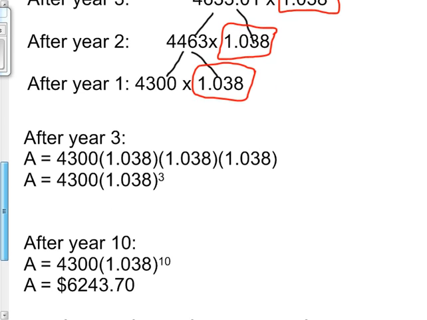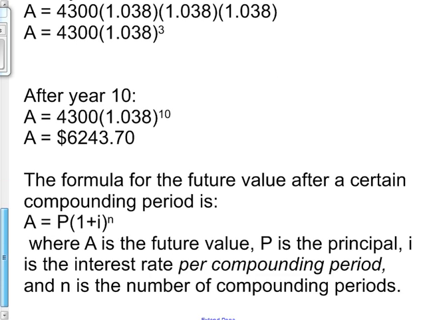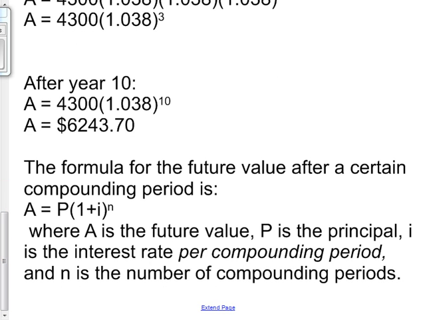So if you follow this pattern, after year 10 it should be the initial principal, $4,300, times 1.038 to the power of 10, which works out to $6,243.70. But how can we write this in a general form? The formula for future value after a certain compounding period is A equals P times 1 plus i to the power of n, where A is the future value, P is the initial principal, i is the interest rate per compounding period, and n is the number of compounding periods.